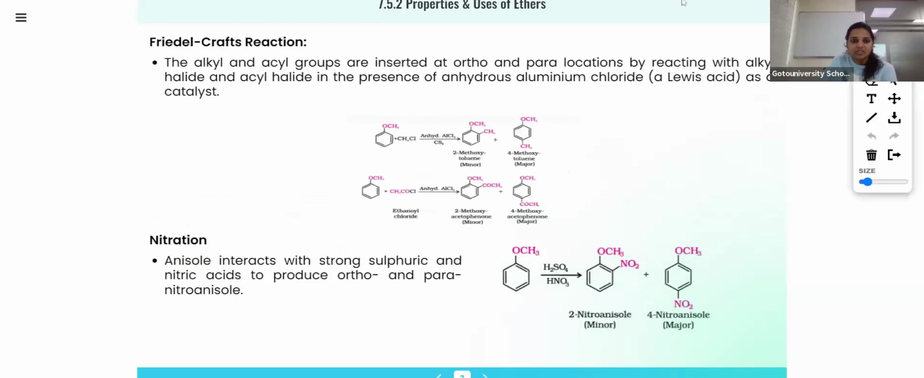In the Friedel-Crafts reaction, we are substituting an alkyl group or acyl group on the compound. The alkyl and acyl groups are introduced at the ortho and para positions. In ether also, similar to phenol, the ortho and para positions are where the substitution takes place, because the electron density is concentrating there due to the resonance process. So this is alkylation; we are getting a mixture of ortho and para. This is acylation; we are getting a mixture of ortho and para. COCH3 is called the acyl group.